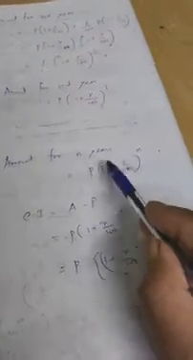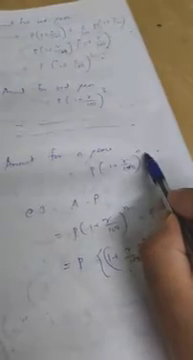And this one is the formula for amount: P1 plus R by 100 whole thing to the power n. Now this one is for when interest is calculated yearly. That means after 1 year, 2 years, 3 years, n years.